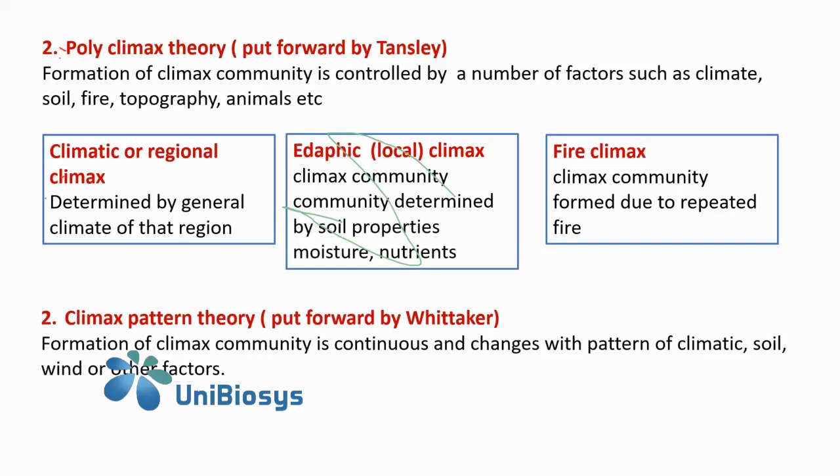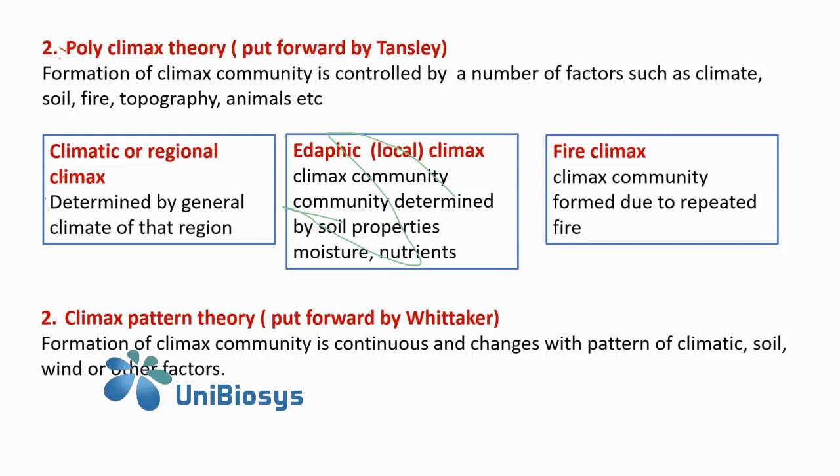Not only climate, here these are the factors. So this also is divided. Climatic means what will be the determining factor? Climate. It's very clear. Edaphic. What is edaphic? Edaphic features means soil features. You might have read edaphic as a term related to soil. So edaphic climax, what is it determined by? Soil conditions, like either moisture or the amount of nutrients. If the climax community is determined by soil moisture or nutrients or soil related factors, it is known as edaphic climax. Okay, if a community is getting established by repeated fire, then it is known as fire climax.